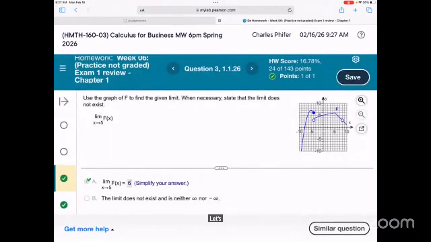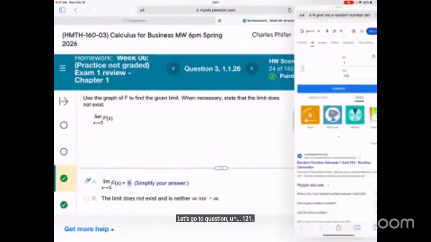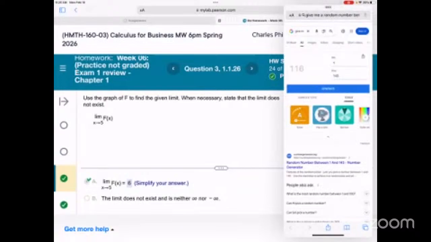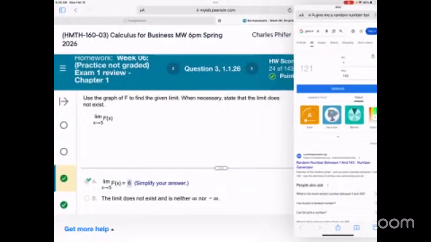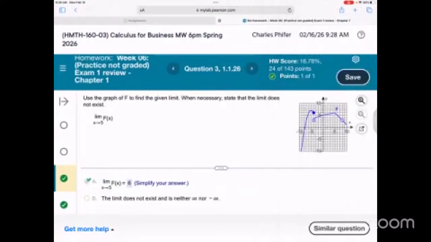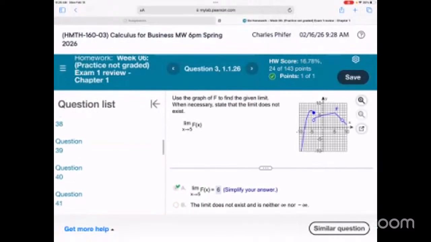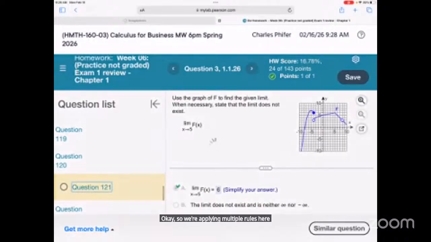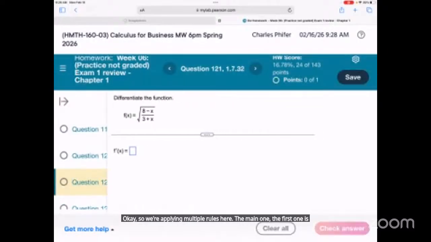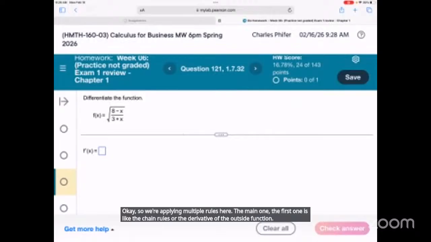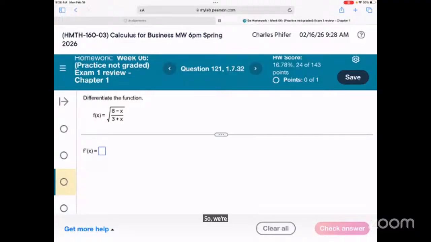Let's go to question 121. Okay. So we're applying multiple rules here. The main one, the first one is the chain rule, so the derivative of the outside function. So we're going to have what? 1/2.